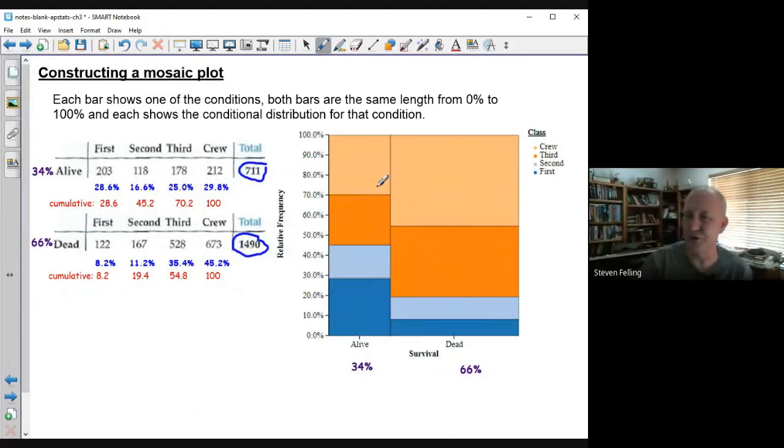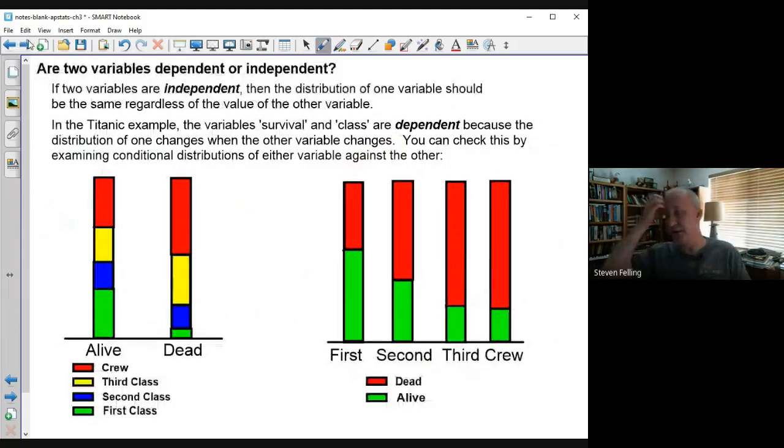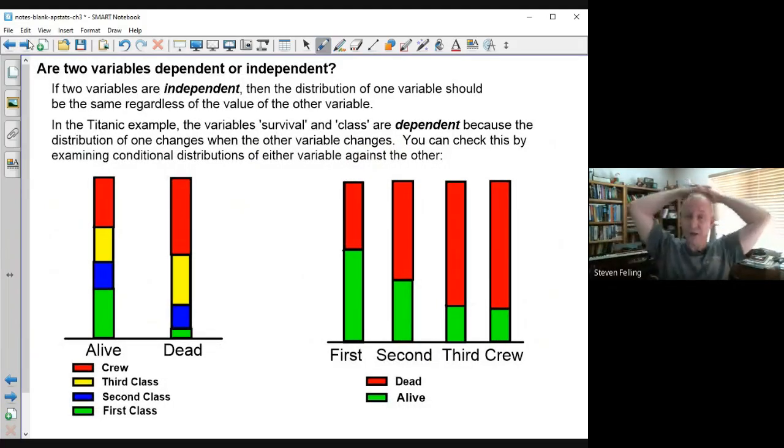I don't see the mosaic plot being used very frequently on the AP test, although it's part of the standards now, but this gets used fairly frequently. All right, so why is this important? Well, the next big idea in chapter 3, and one of the bigger ideas that we're going to see throughout the course is, are variables connected to each other in some way, or are they independent of each other?